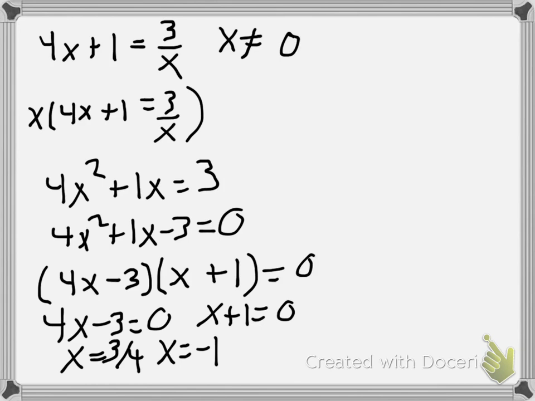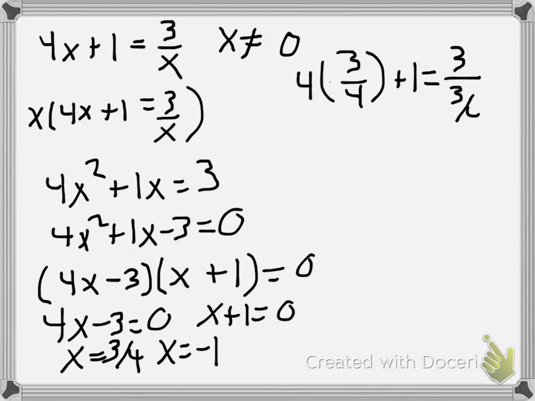So let's check them both out. 4 times 3/4 plus 1 should be 3 over 3/4. So this becomes 3 plus 1 equals 4. Hopefully you see that 3 divided by 3/4 is 4, so 4 equals 4.